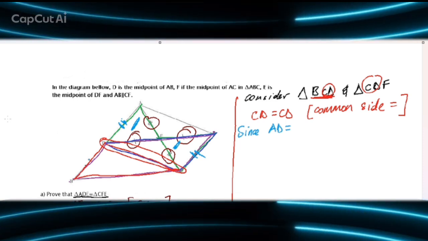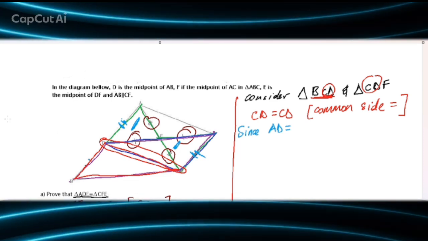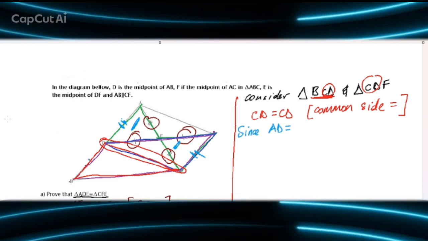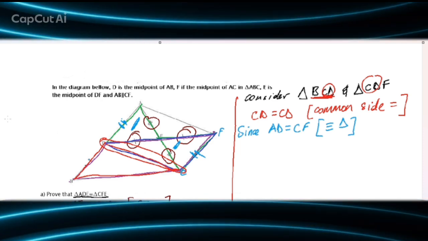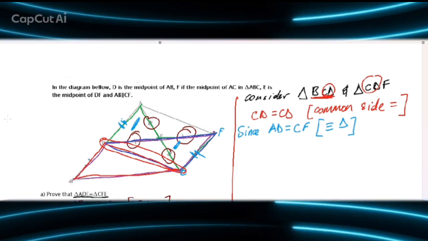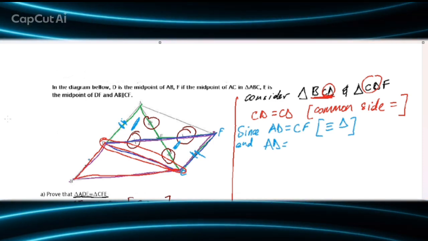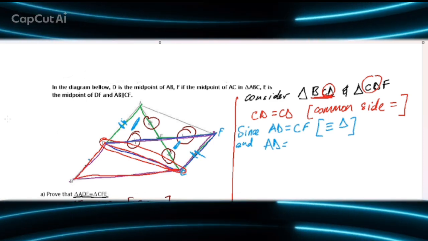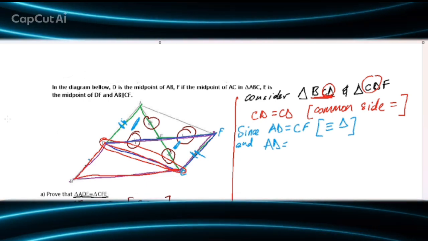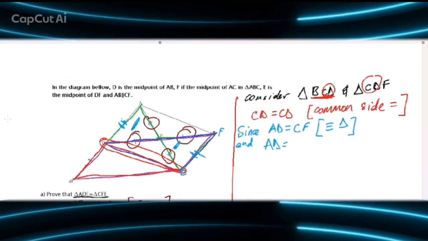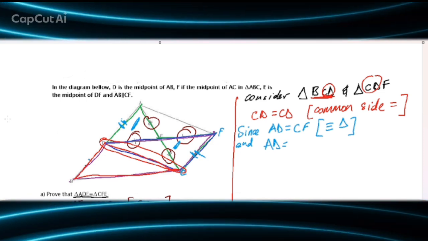So I will say, since AD is equal to CF from congruent triangles, which we proved already, that this triangle and this one are congruent to each other. And we also know that AD is equal to DB, which is given, right?